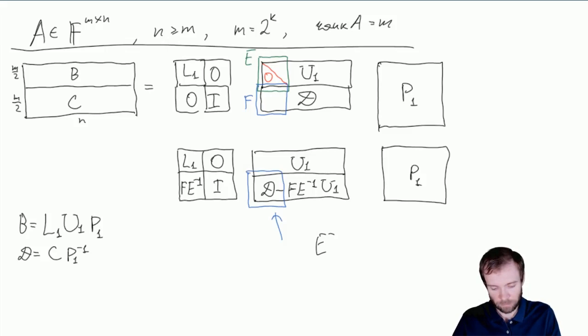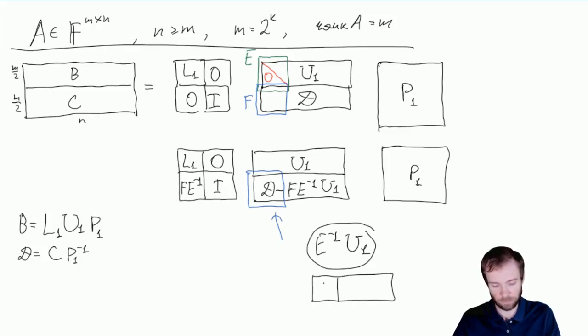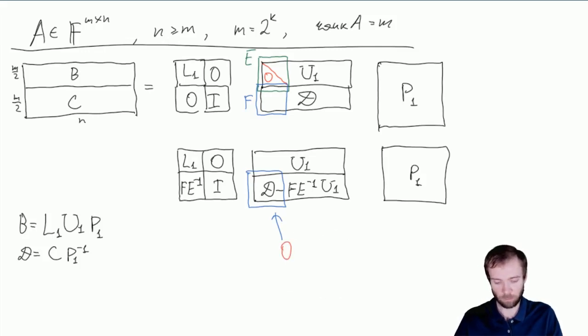If we consider the matrix E inverse U1, then as the leftmost columns of U1 are exactly the matrix E, this matrix actually has its leftmost square submatrix as identity block. And thus this product has its leftmost square block as F exactly. And so the difference between these guys has the leftmost block as zeros. So this is actually a null zero block.